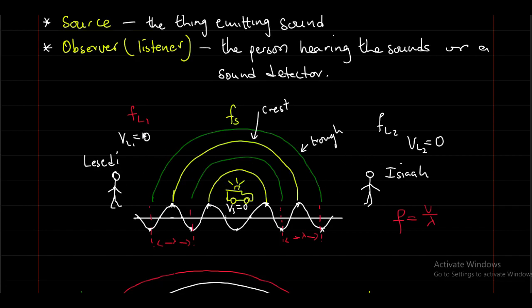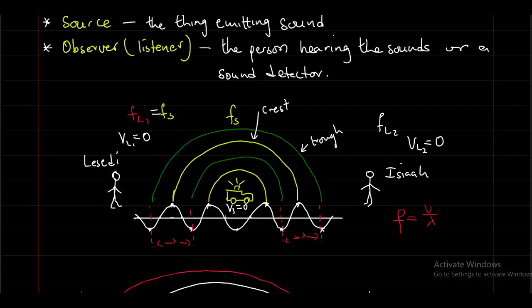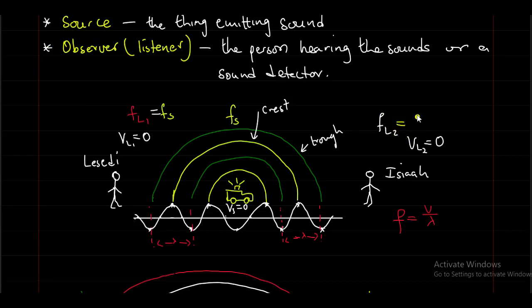Because the source, Isaiah and Lesedi have the same velocity, both Lesedi and Isaiah will observe the same frequency of sound as emitted by the sound source. So the frequency observed by Lesedi will be equal to the frequency emitted by the sound source. There will not be any difference, and here also they will observe the same frequency.